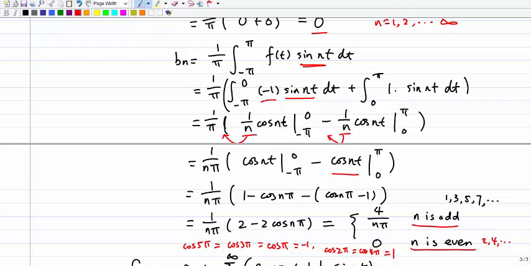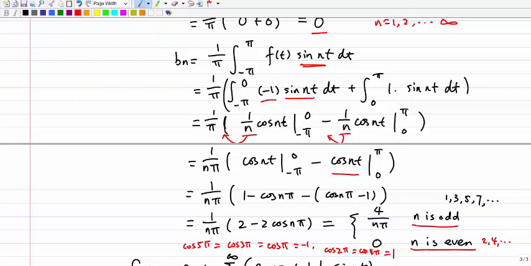When n is odd, this is 2 minus negative 2, so it's 2 plus 2, which means I have 4 divided by n. Don't forget about this n pi. It's 4 over n pi. So when n is odd, it's 4 over n pi. When n is even, this b_n is just 0.